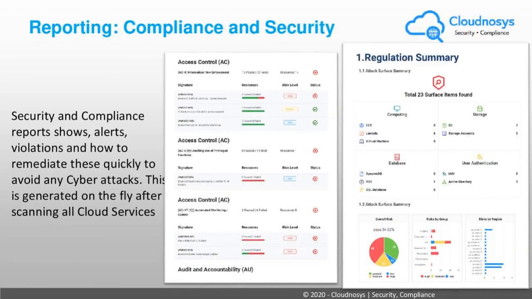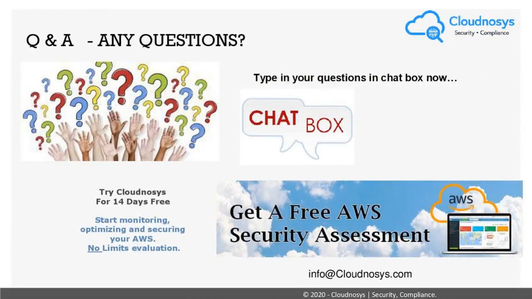So the reports look something like this, where we give you a quick executive overview of what the summary is, how many resources you have, the status of those resources, risk by region, and risk by class. And also then we break down the regulation and tell you, for example, in access control or audit and accountability in ISO 27001, how are you doing? How many resources are failing and passing, and so on and so forth.